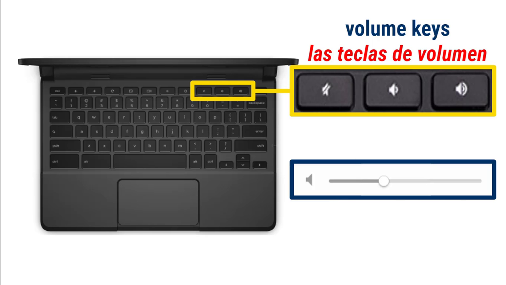And the other thing to mention with Google Meet is that you will hear the teacher talking or perhaps your classmates talking from your Chromebook. And on the very top of your Chromebook's keyboard, there are these volume keys. So if you find that it's a little bit too loud or a little bit too quiet, you can adjust that with the volume keys here.